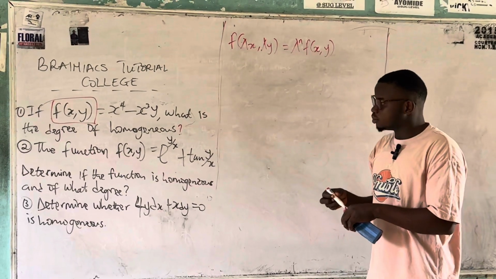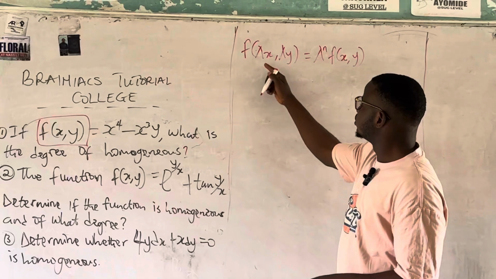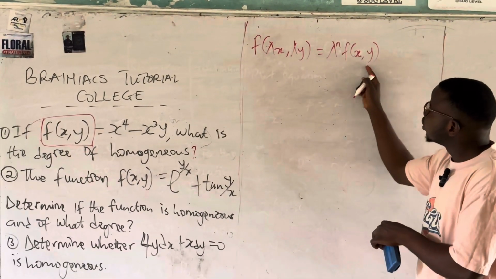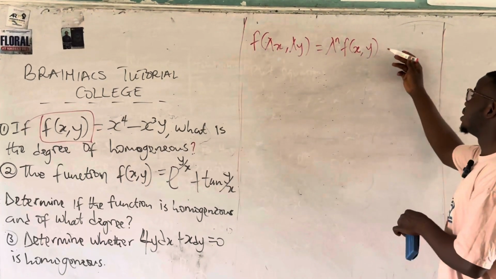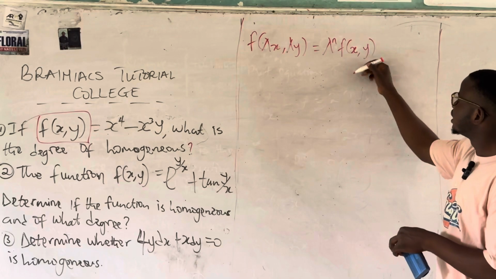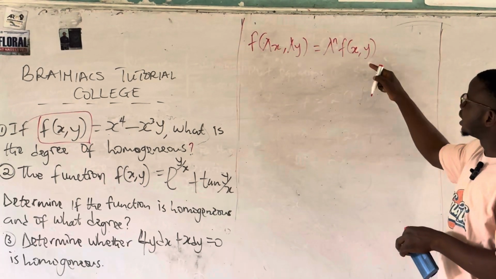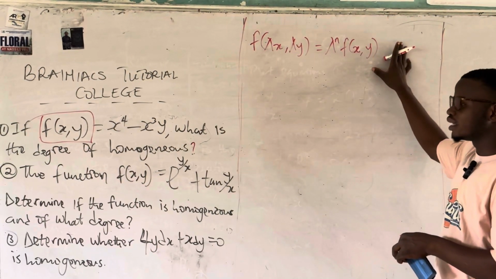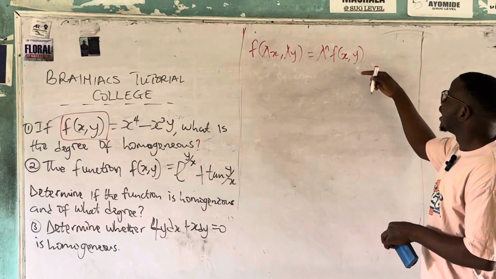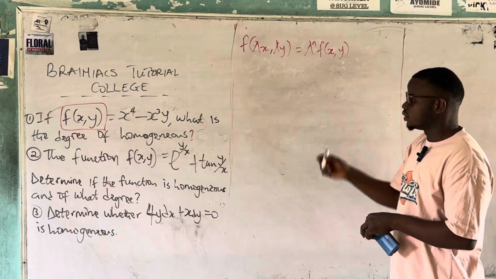So now for a function to be homogeneous, wherever we see x, we change it to lambda x. Wherever we see y, we change it to lambda y. And if we're able to factor lambda out such that we still obtain the function back again, that is the function given. So this f of x comma y is representing whatever function that we are given. So if you're able to obtain that back again, then whatever we have as the power of the lambda is called the degree, and we say it is homogeneous.